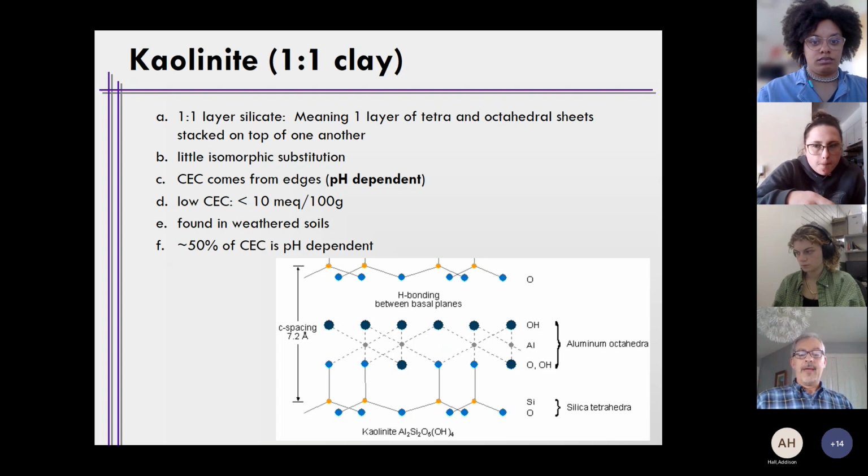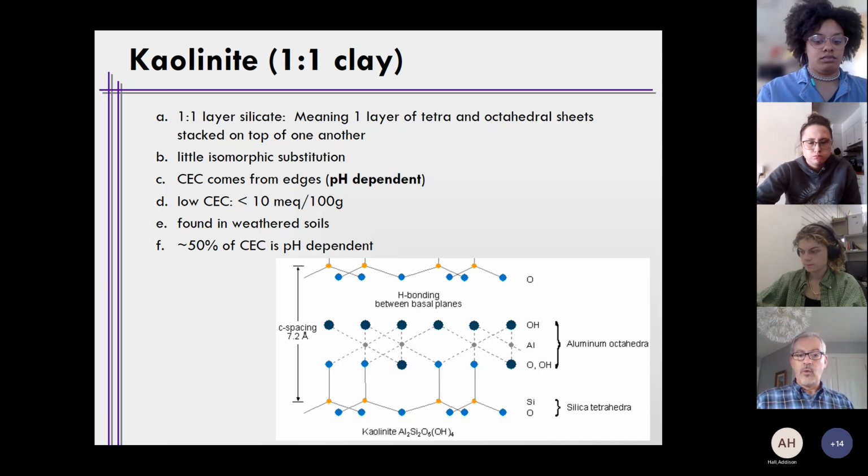These soils typically have a low cation exchange capacity, and you'll see what this means in a minute. Low is less than 10 milliequivalents per 100 grams. It's a goofy unit that should make sense to you after we're done with this unit, right? But that's the unit we use to express CEC, milliequivalents per 100 grams, and 10 is a low value.